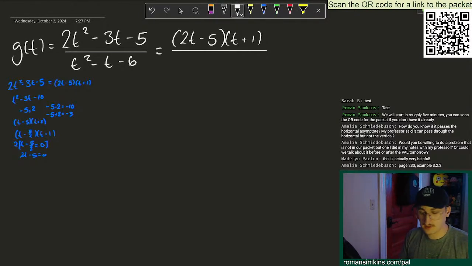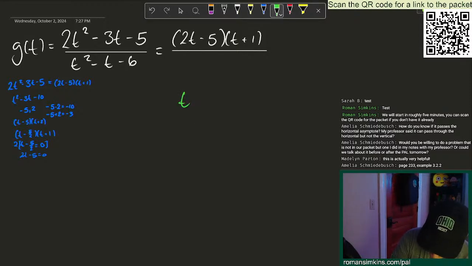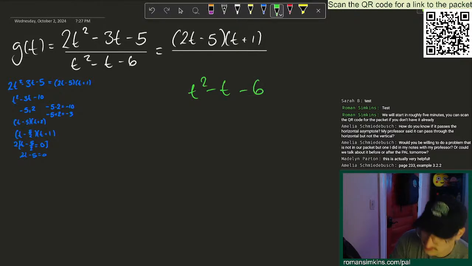Then at this point, we want to go ahead and just factor the denominator. So we're still on step 1. It's taken us quite a while, but we're still in step 1. We factored p of x. That's our numerator. Now let's factor q of x after I take a drink of water. Okay, so q of x is t squared minus t minus 6.